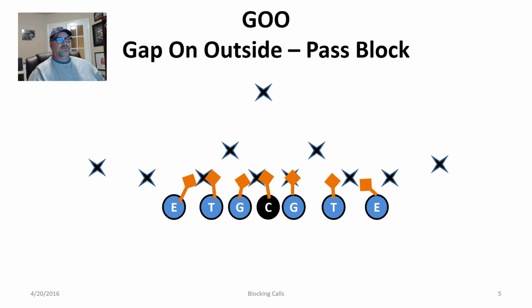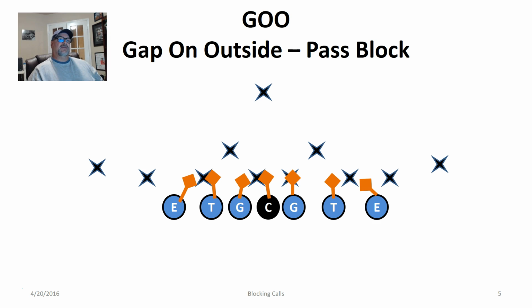Another blocking rule that we use is gap on outside. So it's inside gap, man up on, and then outside man. And we use this a lot. This is what we call our pass blocking call. It's not a true pass blocking, but basically we look inside on, and then we kind of push our guys to the outside.